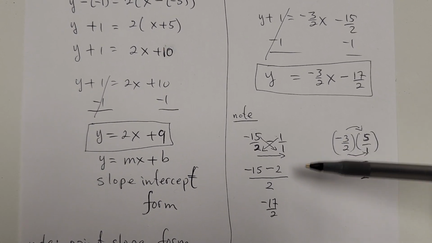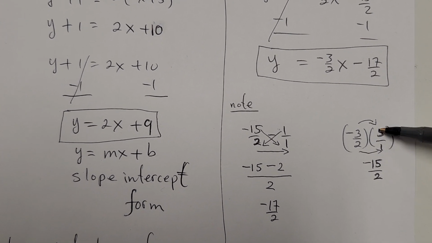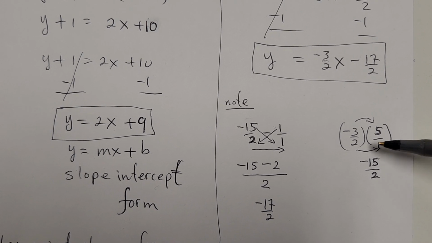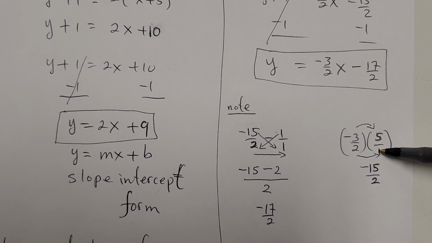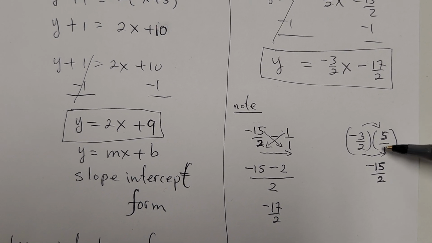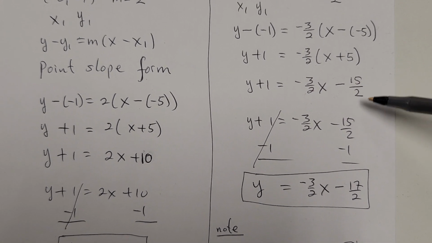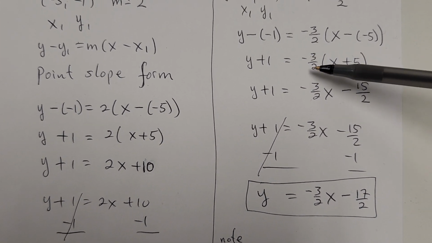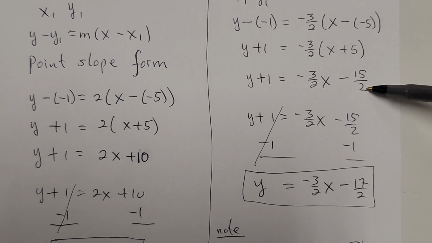Now, where did I get that 15 over 2? I'm going to do it over here for the note. So negative 3 over 2 times 5. I can put a 1 underneath. So negative 3 times 5 is negative 15, and 2 times 1 gives me 2. So that's where I get the negative 15 over 2 right here. Negative 3 over 2 times positive 5 gives me negative 15 over 2.